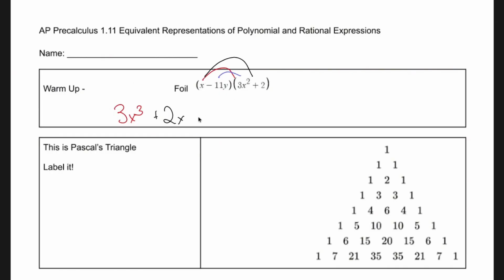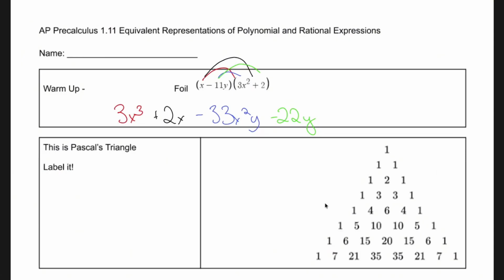Negative 11y times 3x squared. I got ahead of myself. Negative 11y times 3x squared is negative 33x squared y. And last but not least, negative 11y times positive 2 is negative 22y. All right, that was cool.